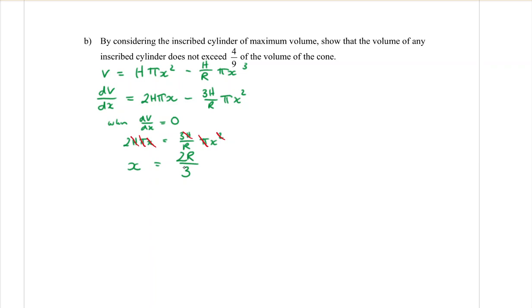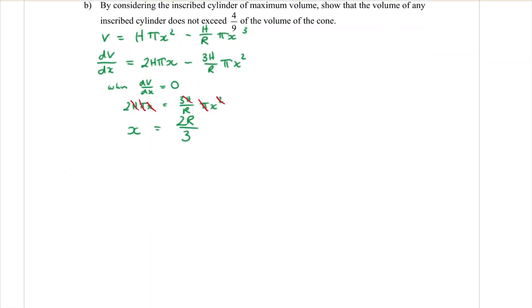Yeah? To find out if that is a maximum or a minimum, we need our second derivative, d squared V over dx squared. Remember, we're just differentiating the x. So x is here, just one of them, so it's going to be all those things in front of it: 2h pi. And then the second term, I want to bring the 2 down and multiply it with the 3. Would make a negative 6h over r pi x.